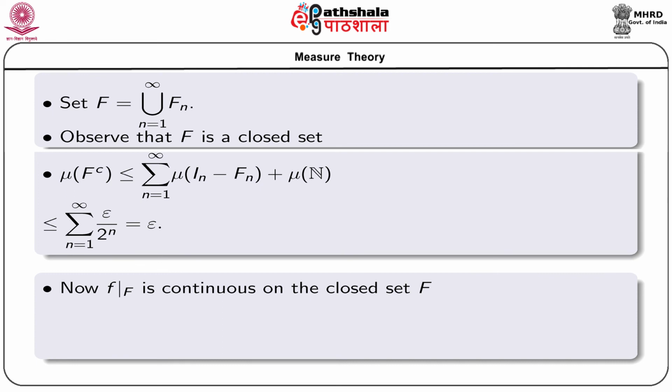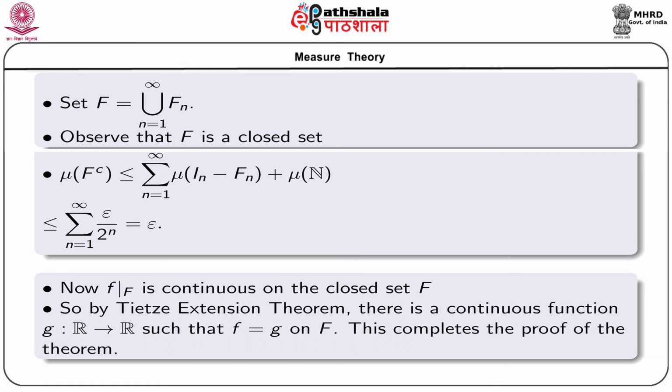Now, if we consider the restriction of small f on the closed set capital F, this is continuous on the closed set capital F. So, by Tietze's extension theorem, there is a continuous function g from the whole real line to R such that f equal to g on capital F. That is, we extend the continuous function small f on capital F to the continuous function g, and this function g is our desired function, because g being equal to small f on capital F is continuous on capital F, and we already have mu of F complement less than epsilon.